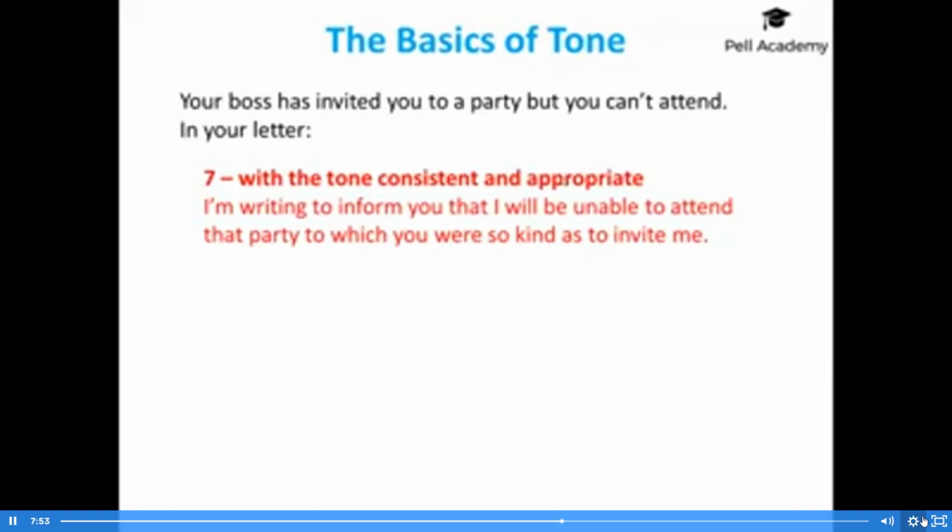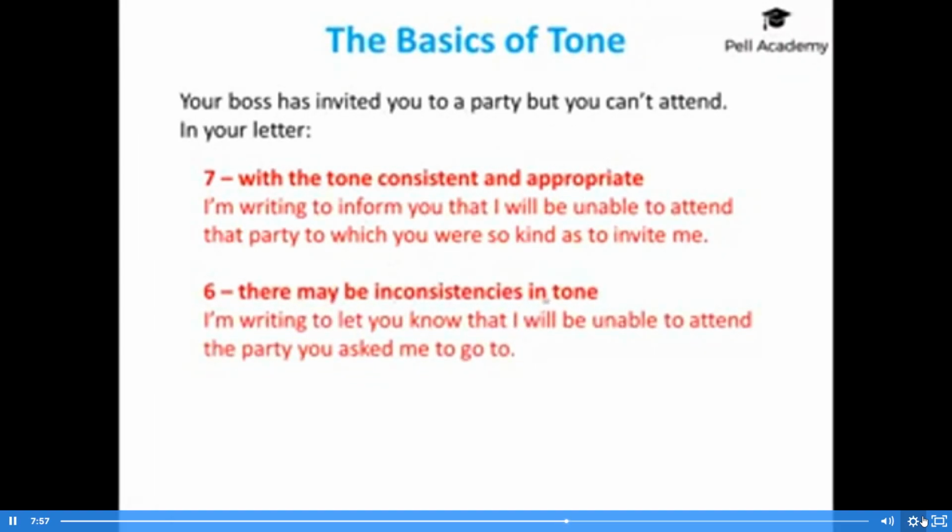Okay, let's look at a Band 6 version of this. There may be inconsistencies in tone. So, I'm writing to let you know. Again, this is a little bit less formal, let you know instead of inform you. It's not a bad attempt, but it's still not as formal. That I will be unable to attend the party you asked me to go to. So again, I'm writing to let you know.